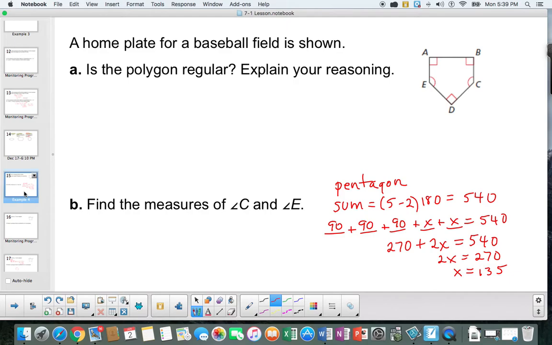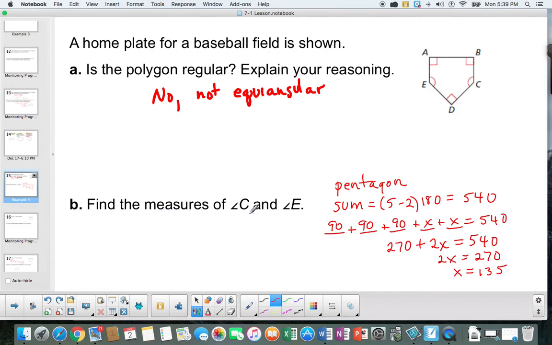Okay, is this polygon regular? And the answer is no. And the reason why is because it is not equiangular. If it were equiangular, all these angles would add up to 90, and it doesn't.